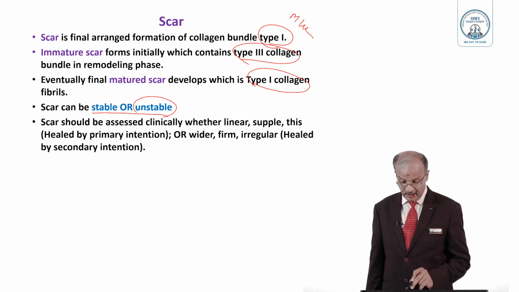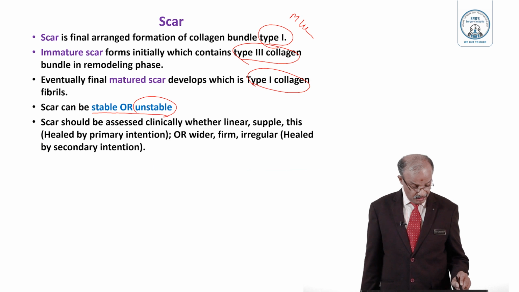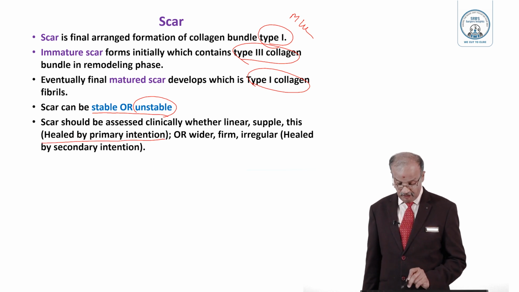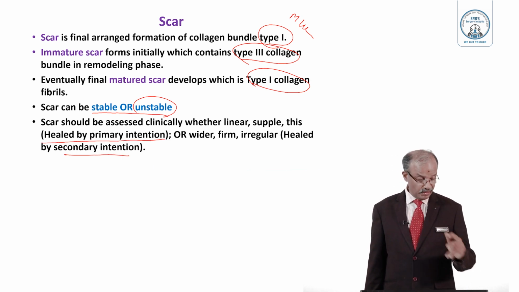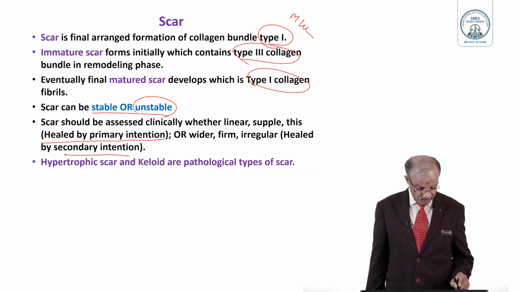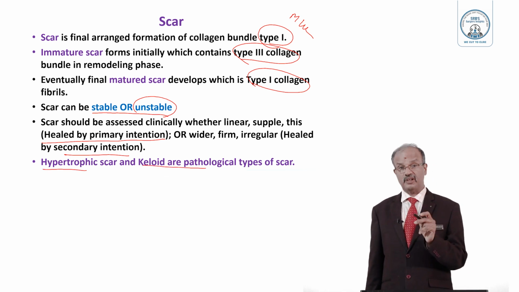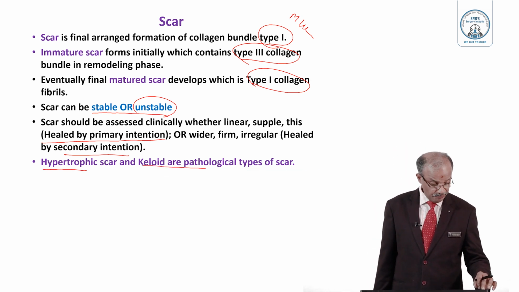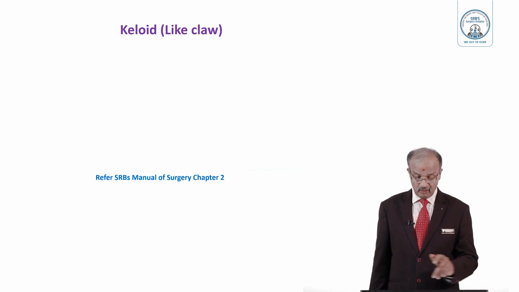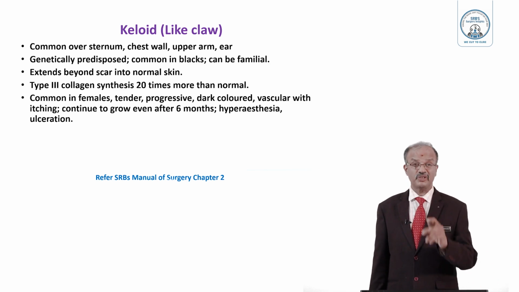Scar should be assessed clinically, whether linear, supple, thin, healed by primary intention, or wider, firm, irregular, healed by secondary intention. I already discussed these things. Hypertrophic scar and keloid are pathological types of scar. That's what I am going to discuss now. So what is keloid? The word meaning of keloid is like a claw. It's a very common short note asked.